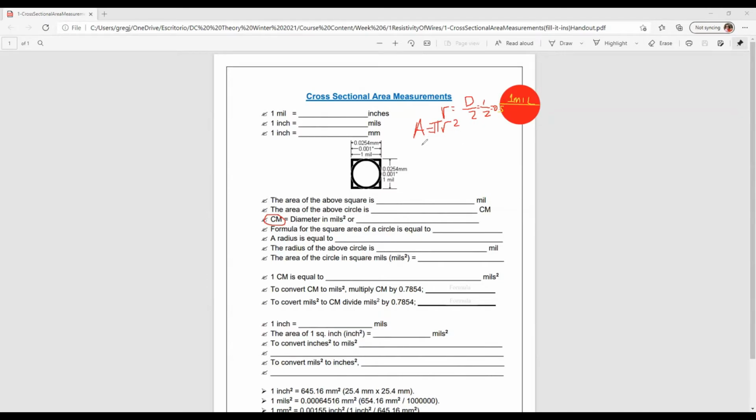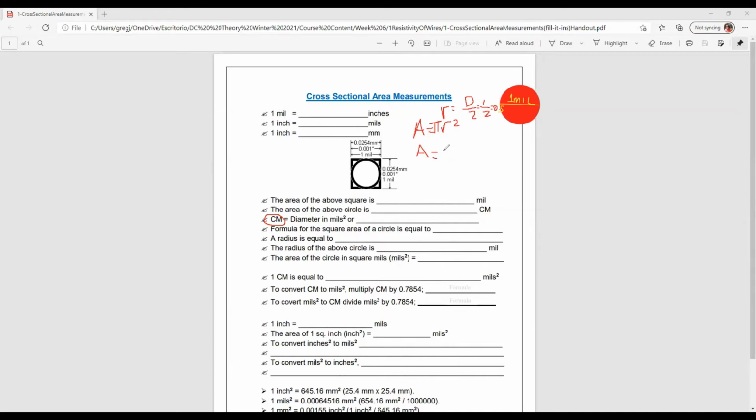And then I'm going to use this formula to find the area of my conductor. And you may wonder, why do we need to find the area? It's because that's how we determine the circular mils that we have in a conductor. We're going to see that in just a moment.